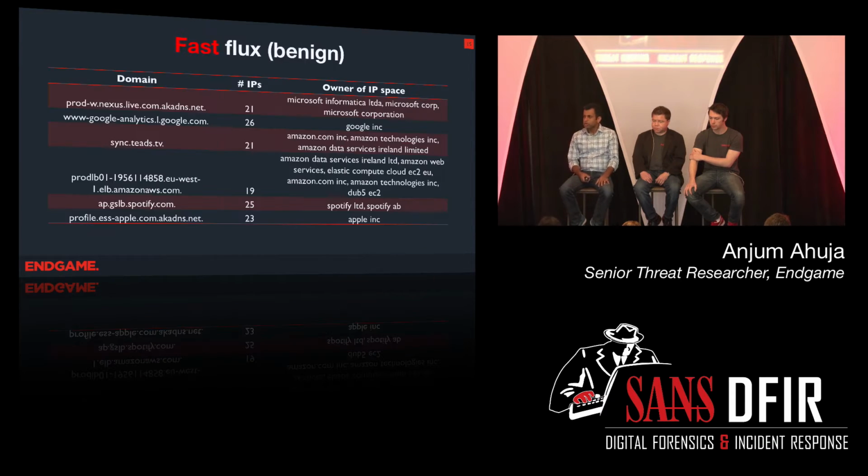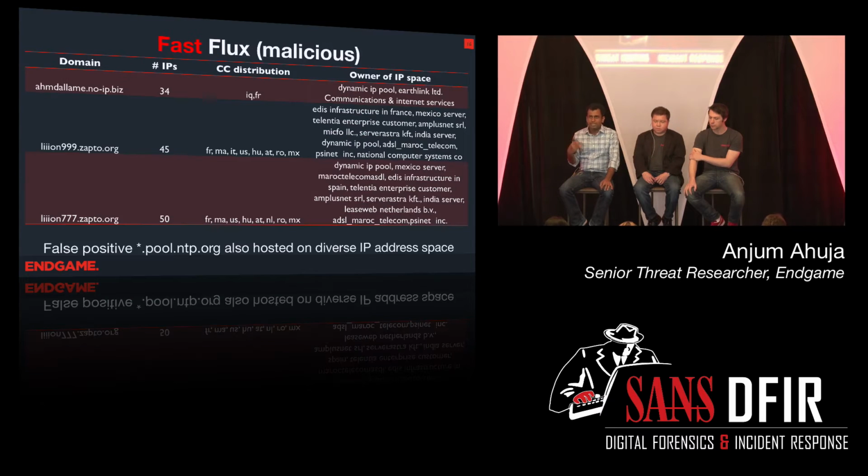All right. So on to our first hunting technique, fast flux. Fast flux was all the rage back in the 2010 to 2012 timeframe, where a single domain would resolve to a large number of IPs swapped in and out at high frequency, typically to beat an IP-based block list. From a passive DNS perspective, it's a domain that has a large number of A records, typically with a small TTL.